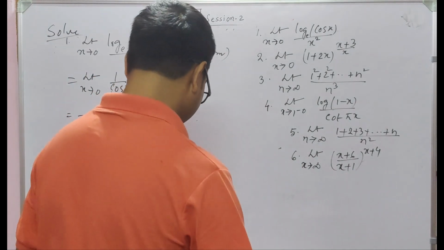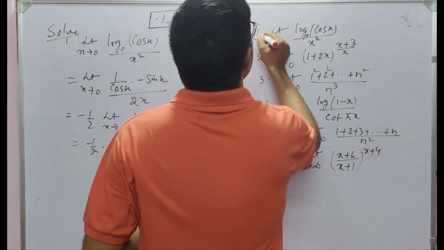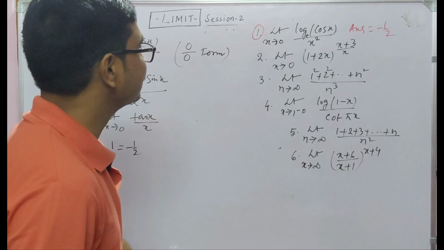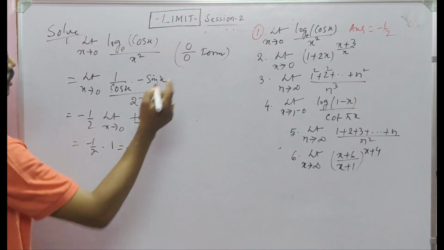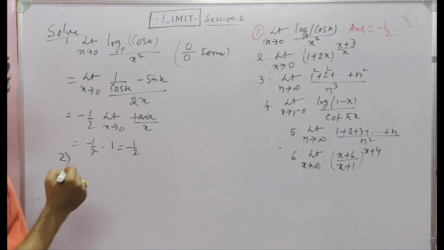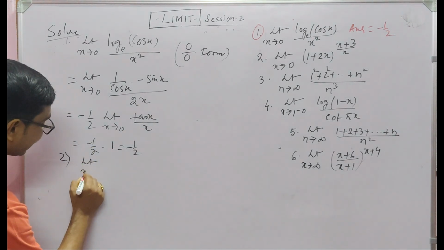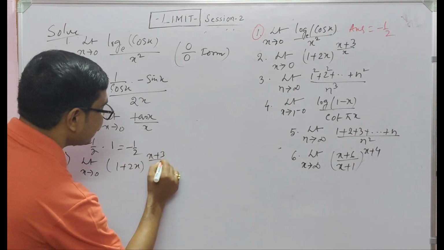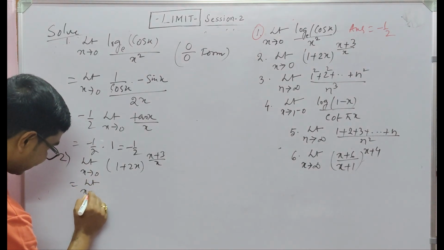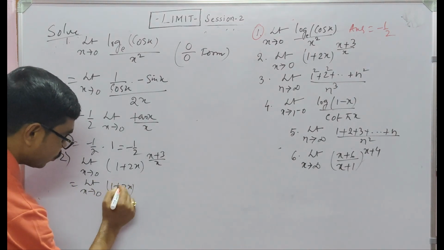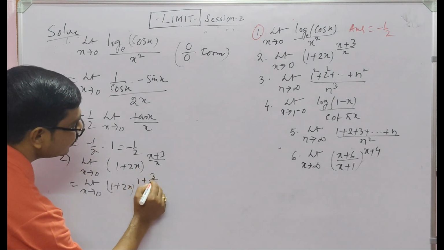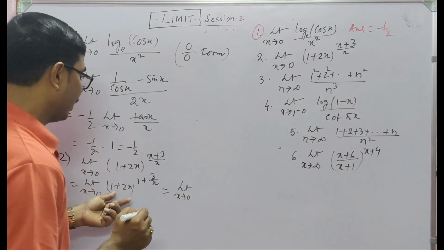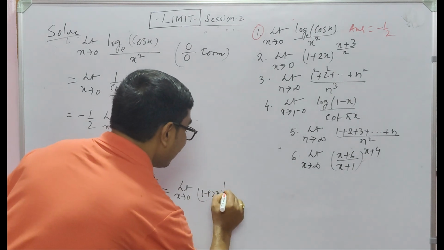So the answer to question number 1 is option a, which equals minus half. Now question number 2: limit x tends to 0 of (1 plus 2x) to the power (x plus 3) by x, equal to limit x tends to 0 of (1 plus 2x) to the power x by x, times (1 plus 2x) to the power 3 by x.